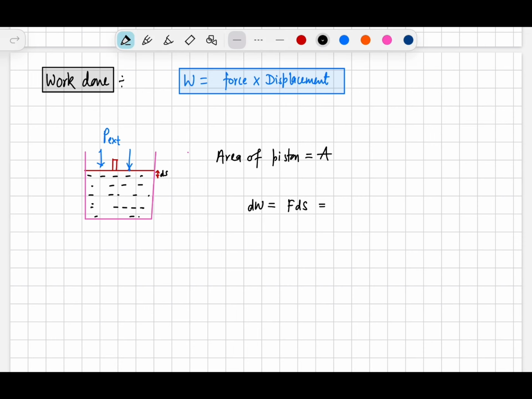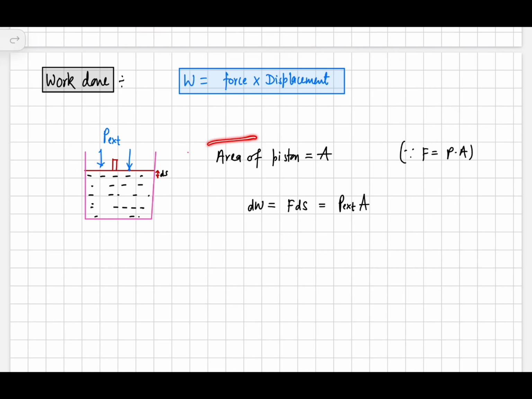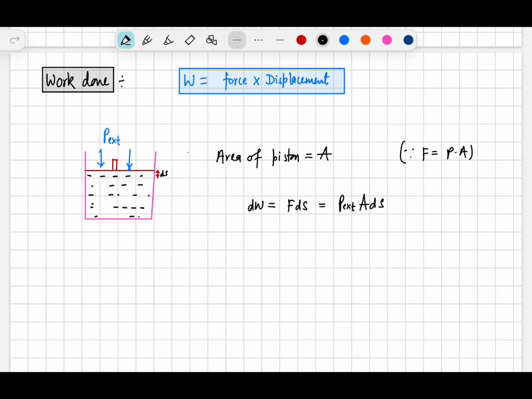And we know that the force is nothing but pressure into area. What is the pressure here? P external, and area is A, this is why I have written the area in advance. So P external times area into ds. Now can you tell me what this thing is? A into ds, area into small displacement, that is nothing but the small infinitesimal volume. A ds equal to dV. So the infinitesimal work comes out to be P external times dV.